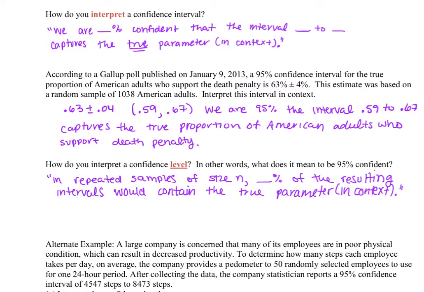Now let's take a look at interpreting the confidence level. The confidence interval is just interpreting what that single interval you have means. But the confidence level is whatever percent you are. So if you say you're 95% confident, what does that actually mean? Whereas interpreting a confidence interval, you're interpreting the actual interval itself, with the confidence level, you're interpreting the percent. The way you interpret that is: in repeated samples of size n, blah blah percent of the resulting intervals would contain the true parameter, and you've got to put that in context.